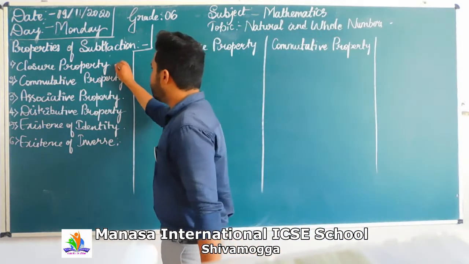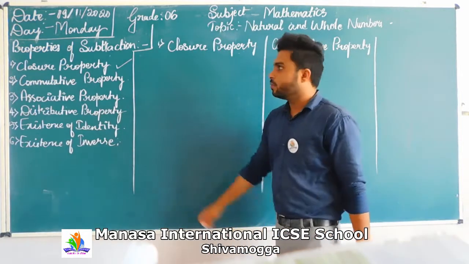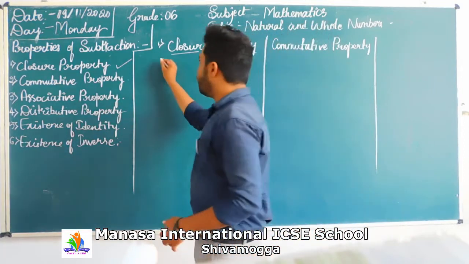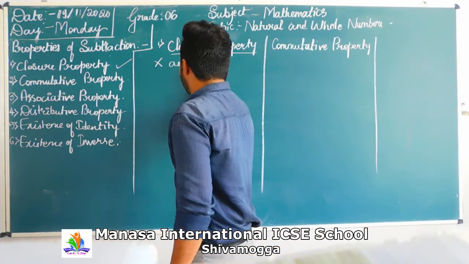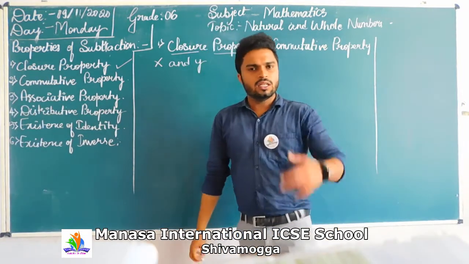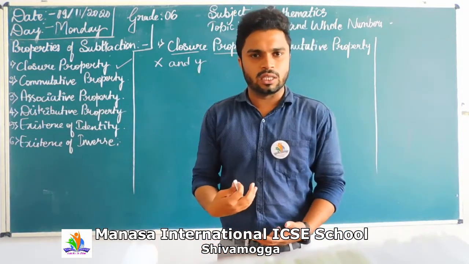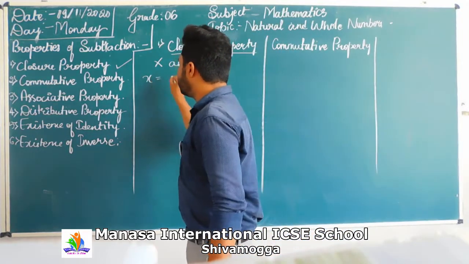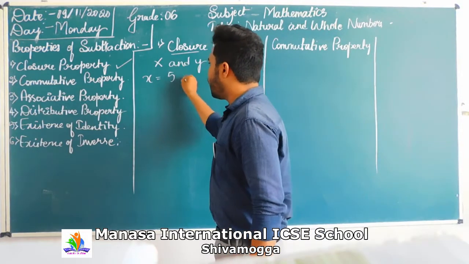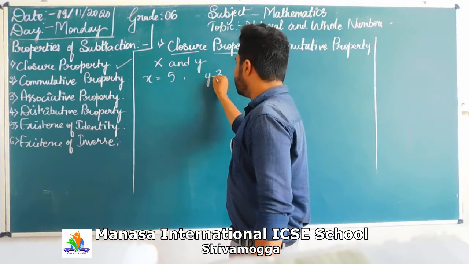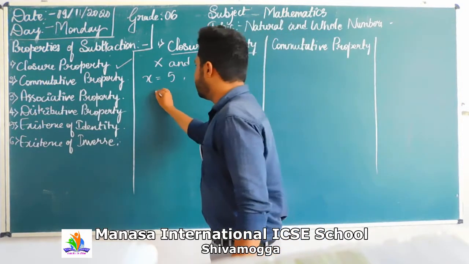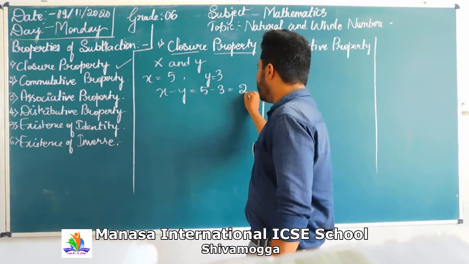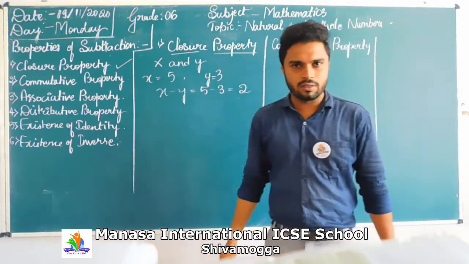The first property is the closure property. If x and y are two whole numbers, the answer you get should be a whole number itself, whichever numbers you take. For example, take x equal to 5 and y equal to 3. Now subtract: x minus y is equal to 5 minus 3, which is 2. This is a whole number.